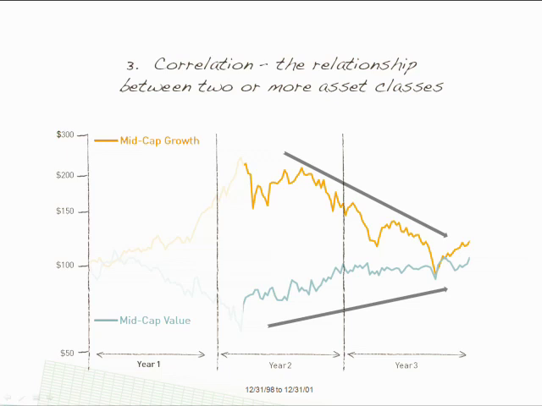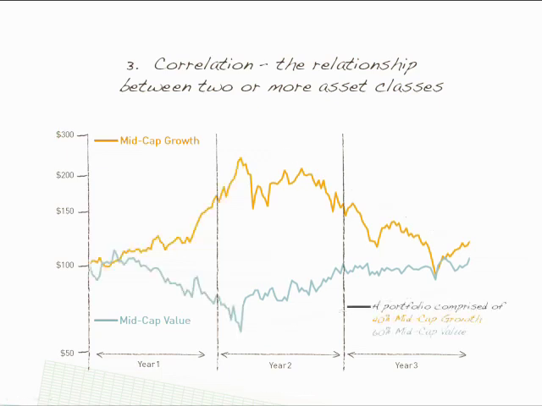Understanding the correlation helps us reduce the risk when selecting and allocating between asset classes. For example, if an investor had invested roughly 40% of their money into mid-cap growth and 60% into mid-cap value, they would have reduced the volatility or risk in their portfolio, as illustrated by this black line. It evened out the peaks and valleys compared to the individual asset classes. That's the value of correlation.